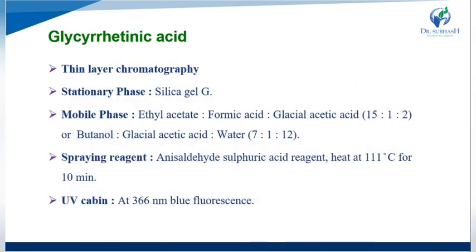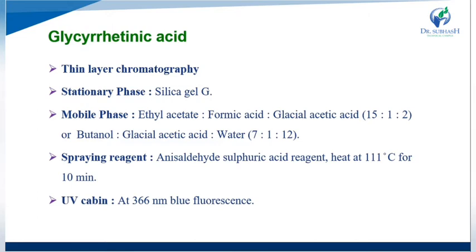Now we see the second test, thin layer chromatography. In thin layer chromatography we take two phases: first the stationary phase, and second the mobile phase. In the stationary phase we use silica gel G, where G is the grade. As the mobile phase we take ethyl acetate, formic acid and glacial acetic acid.